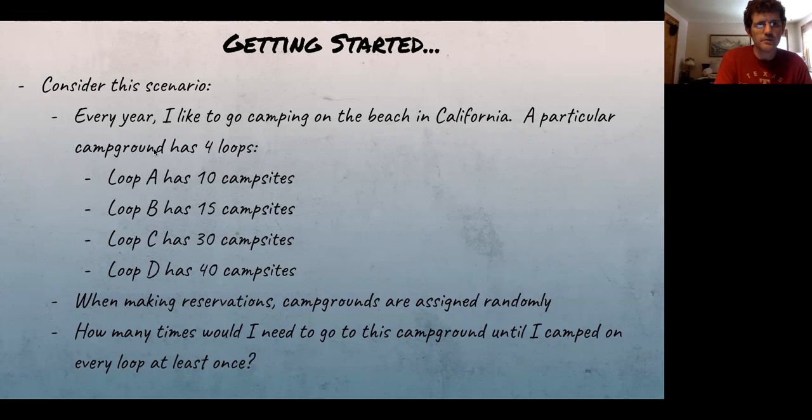So there are 4 loops for campgrounds. And when you make your reservations, in this scenario, campgrounds are assigned randomly. They just email you back and say, you're going to be at this campsite. So in this scenario, how many times would I need to go until I camped at every loop at least once? And it's kind of a rhetorical question right now. I'm not expecting you to jump out with an answer. I just want you thinking about that for a while. How many times do you think I'd have to go camp until I get to camp at every single loop? All right, I'll just pause to let you think about that for a little bit, but you don't have to answer right away.